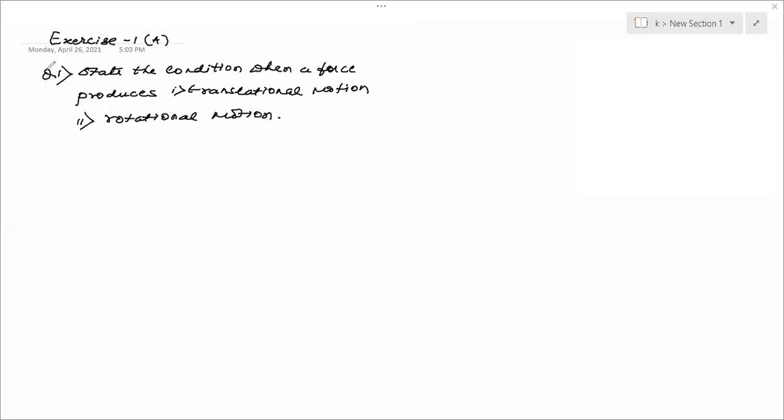Exercise 1A, question number 1. State a condition when a force produces 1. Translation motion, 2. Rotational motion. State the condition when a force produces translation motion and rotational motion on a body.